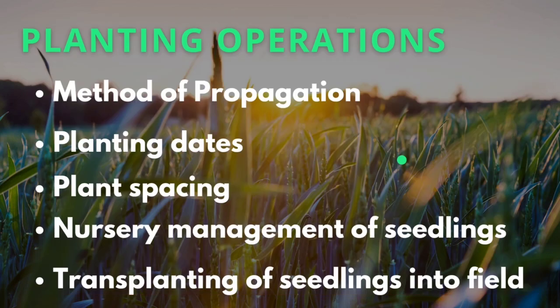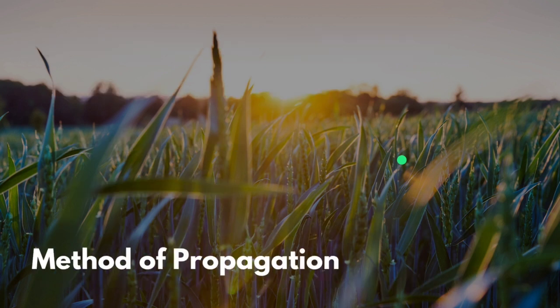Now, the planting operation, we have the method of propagation, the seeds, we have a planting date, we have plant spacing, nursery management of seedlings, transplanting of seedlings into the field. Now, I must say here that cocoa requires a well-drained, deep loamy soil that has a lot of clay in it, and the soil must be slightly acidic or neutral.